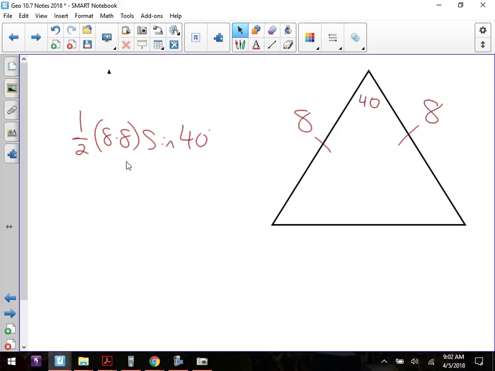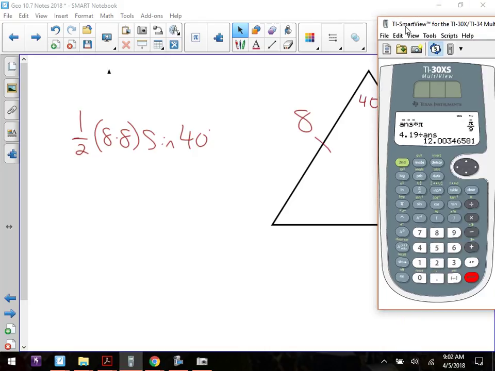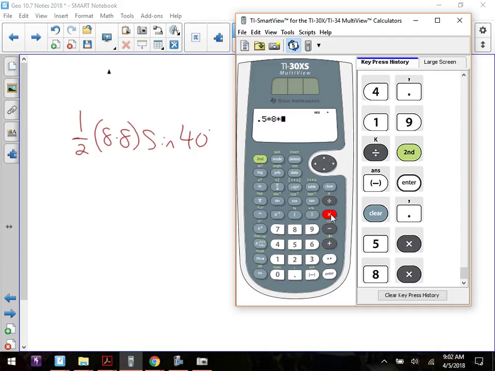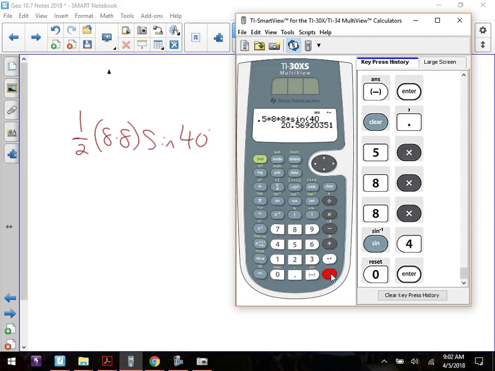So if you do that, what you're doing in your calculator is this. And this wouldn't be a bad time to use 0.5 because it's quicker to type, because you're going to get crummy numbers anyway. 0.5 times 8 times 8 times the sine of 40 and hit enter. There's the area of that triangle. It's a nice trick to have. It's a really, really, really nice trick to know.